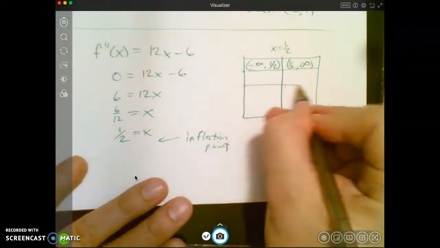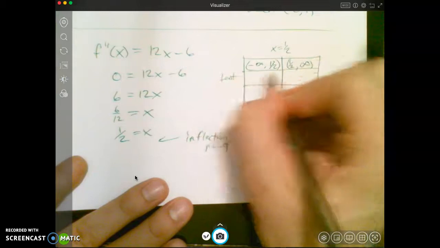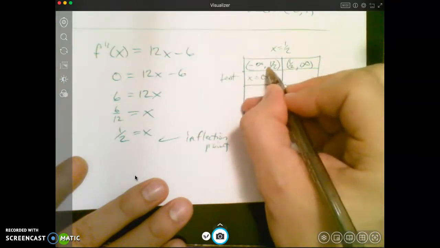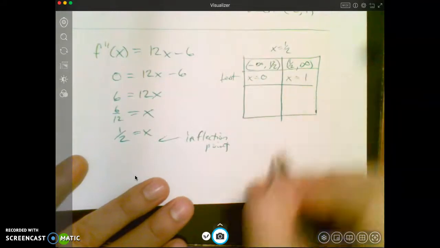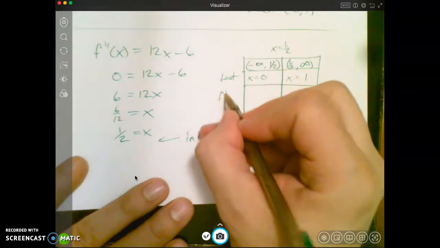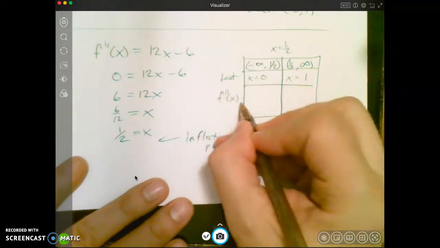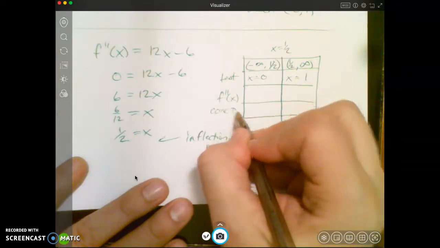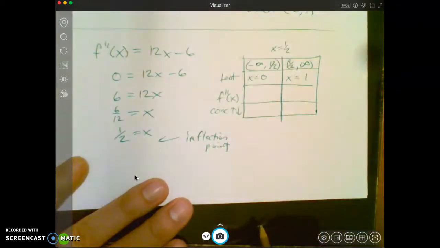And this time we're going to pick test points anywhere on there. So how about 0? Pick the easiest number for you to work with. And I'm going to pick a 1. And remember, I'm plugging them into the second derivative, and I care is it positive or negative, because then I can tell if it's concave up or concave down.